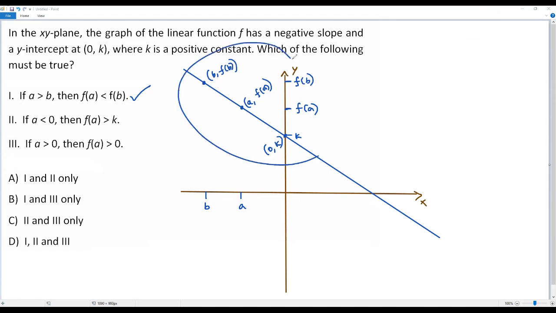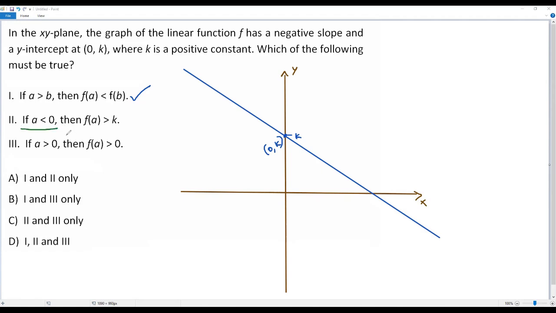Okay, now let me erase some stuff over here and verify the second statement. Now let's verify the second statement, that is, if a is less than 0, then f of a is greater than k. Already we know that this a is a value of x. Since a is less than 0, we have to plot this value a on the negative side of x-axis. Okay, now let me mark a over here on the negative side of x-axis.